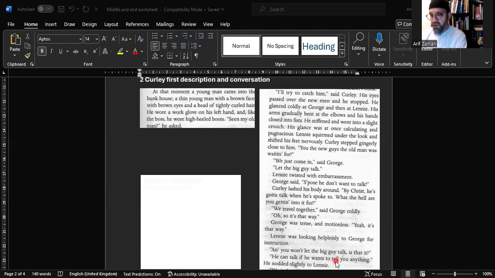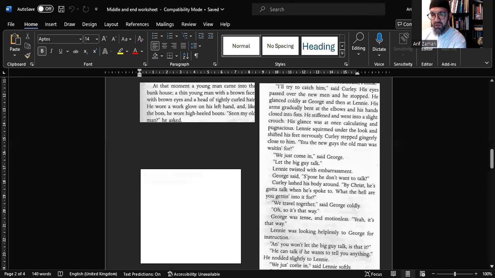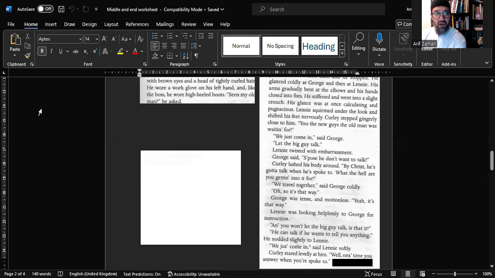And then later, when George says to Lenny, you can say something if you want, all he says is, I've just got it here. We just come in, said Lenny softly. So that comes across very gentle in this extract. So that's the second one. Have we got any more? I think there's a third example. If I just scroll that down.